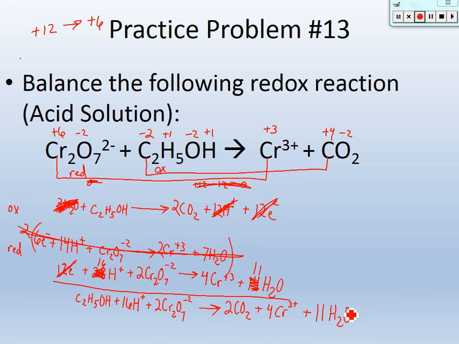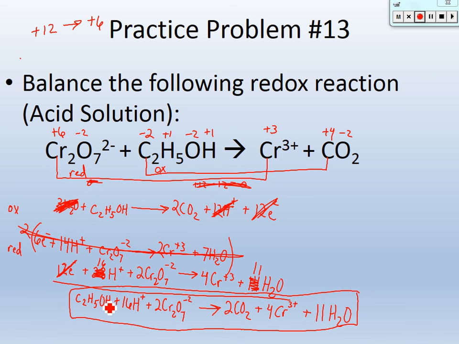I think that's our answer, but how can we make sure, guys? Yeah, let's see if they balance out, the atoms. How many carbons on the left side? 2. How many carbons on the right? 2. How many hydrogens on the left side? 6 plus 16, what is that? 22. How many hydrogens? 22. Okay, so that's good.